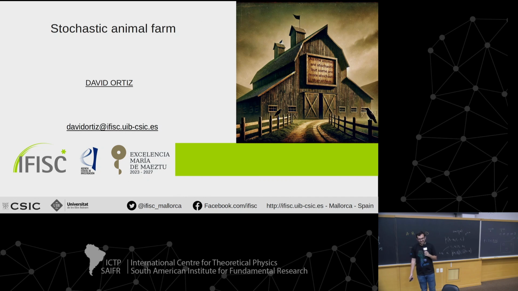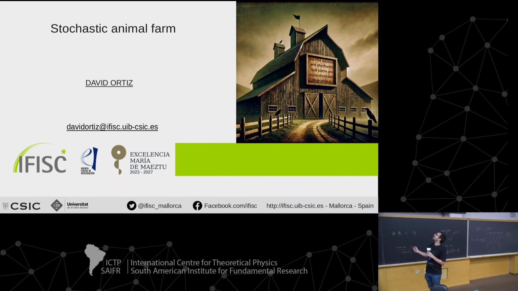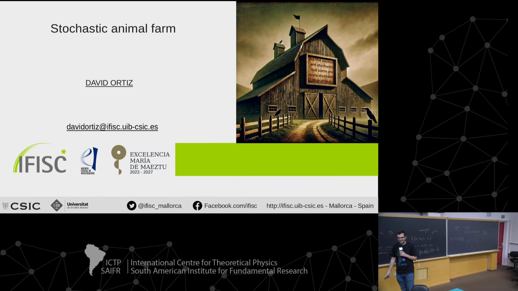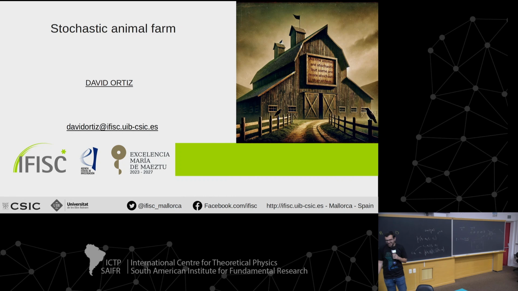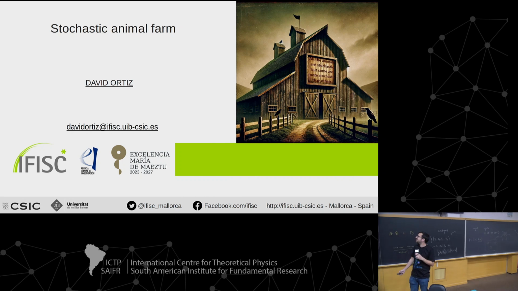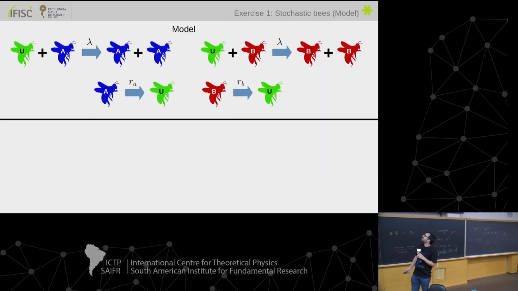less decent, even though there is still a lot of things that we can do with this, is about the first talk that Carmen, the first lecture that Carmen gave. So that's why I decided to call my presentation Stochastic Animal Farm, because we are going to only see things about animals. Indeed, only 2 exercises about animals.